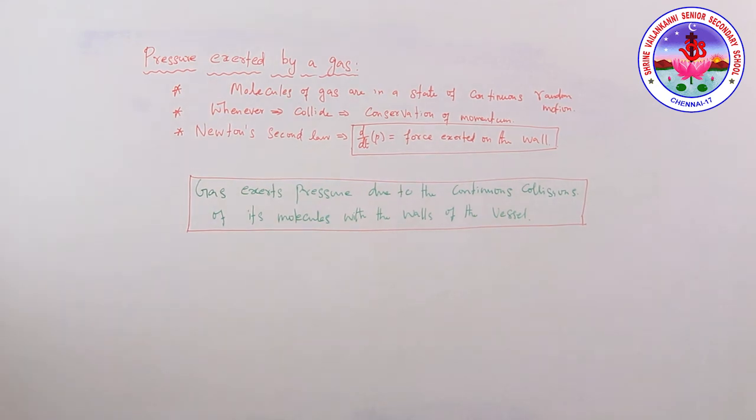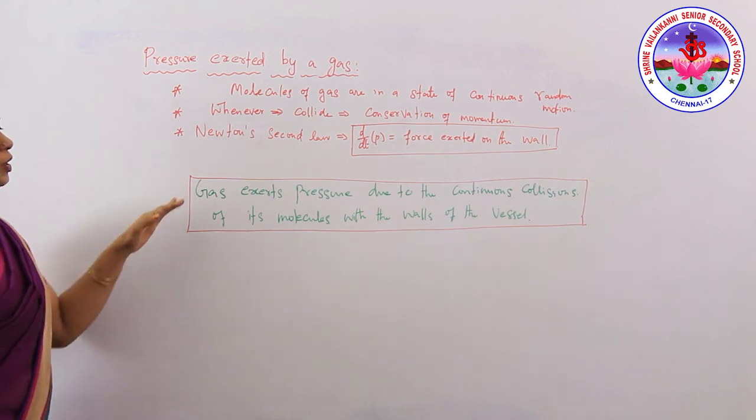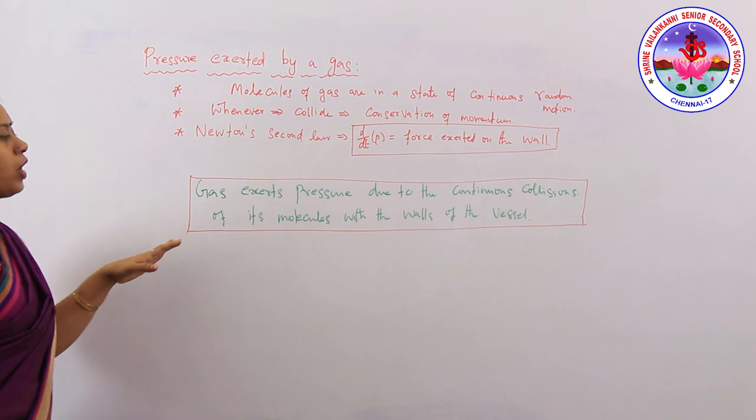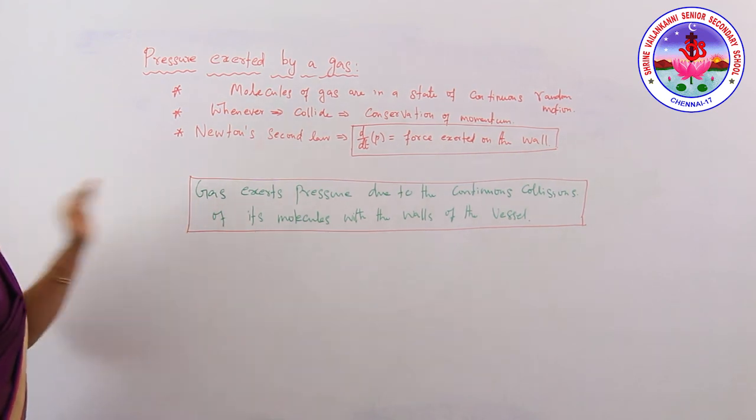That means if a large number of molecules collide with the wall, a steady force is exerted on the wall. The force exerted per unit area of the wall is the pressure of the gas. So the gas exerts pressure due to the continuous collisions of its molecules with the walls of the vessel.